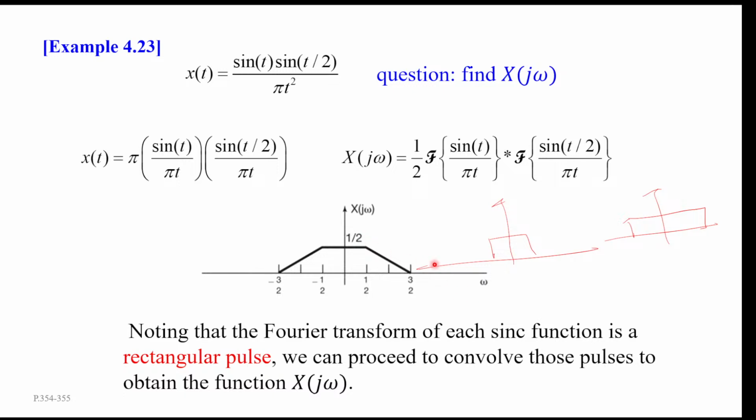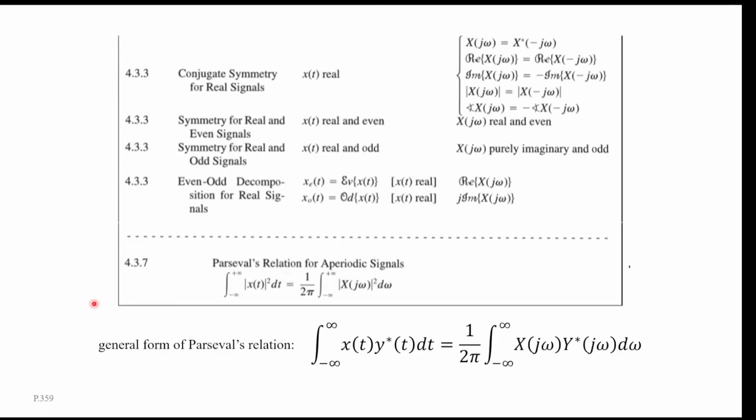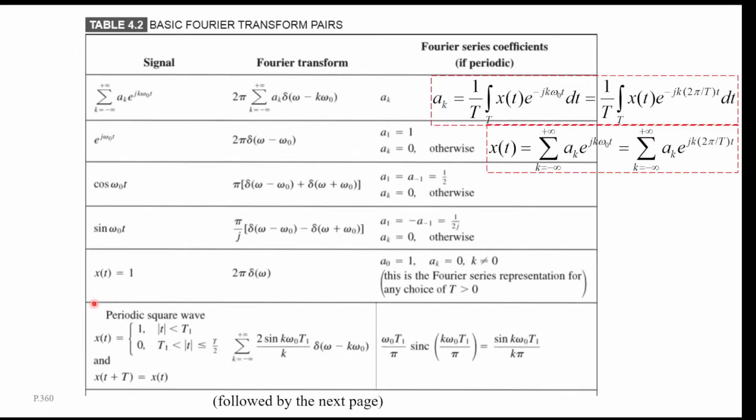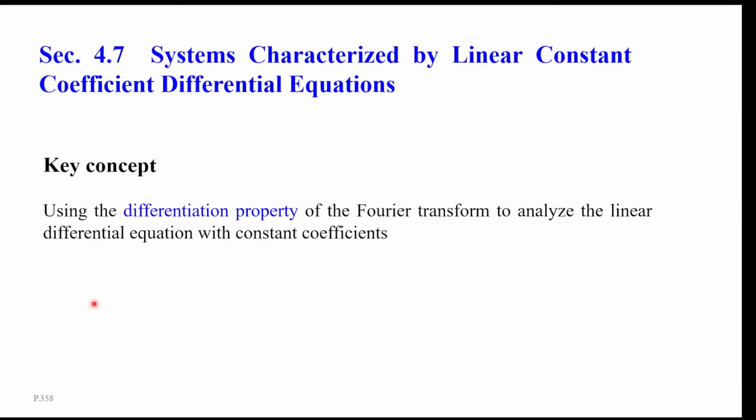So that's the multiplication formula. Any question? If not, then let's go on. We have a table of the properties of the Fourier transform, which you have seen during the midterm, and those are nice properties, and some basic Fourier transform pairs. Anyway, let's go to the next topic.